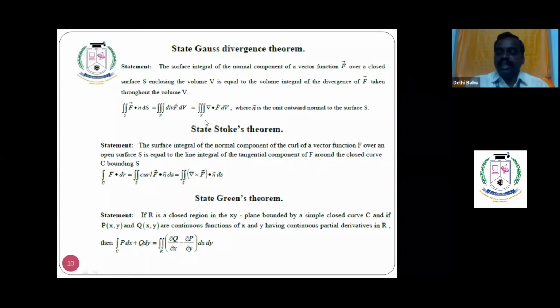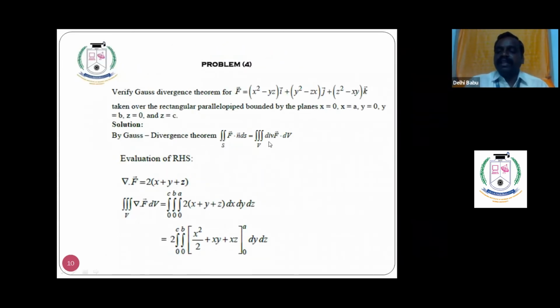So first I will find the right-hand side part. For the right-hand side, I need the divergence of F, that means del dot F vector. F vector is given in the problem, and from that we find del dot F vector. What is the del expansion? i vector ∂/∂x plus j vector ∂/∂y plus k vector ∂/∂z.